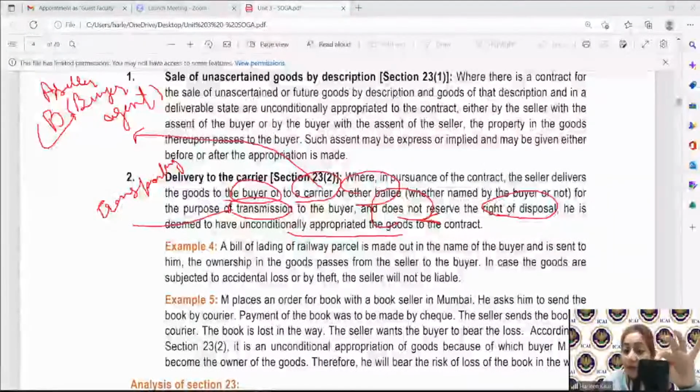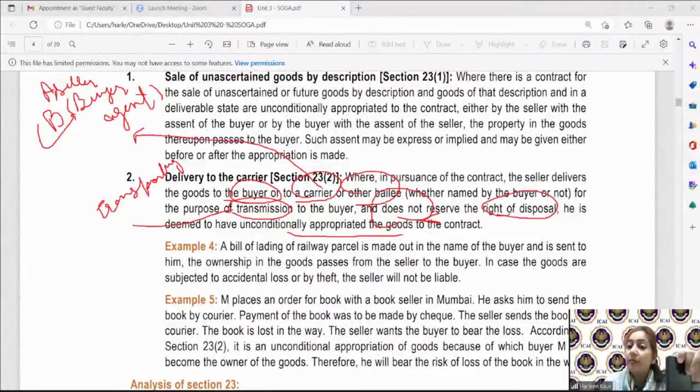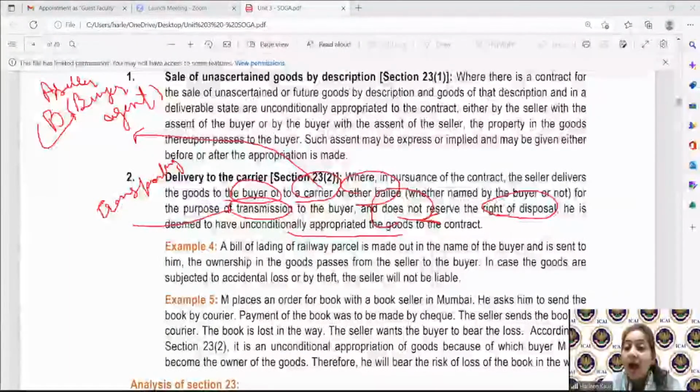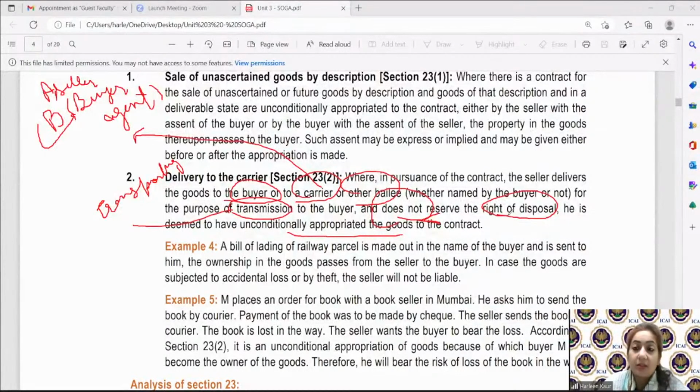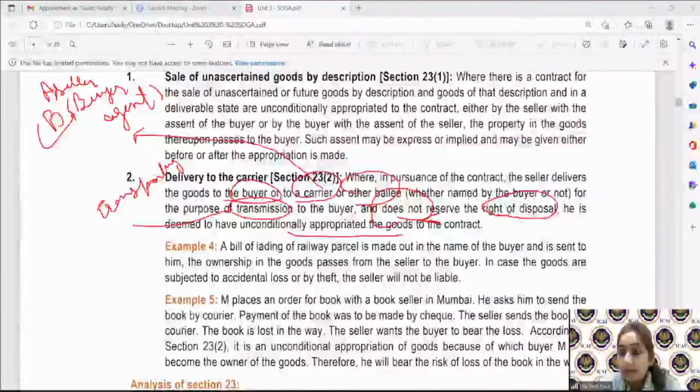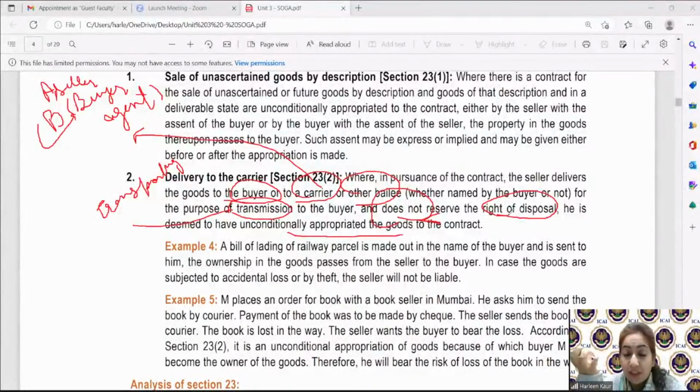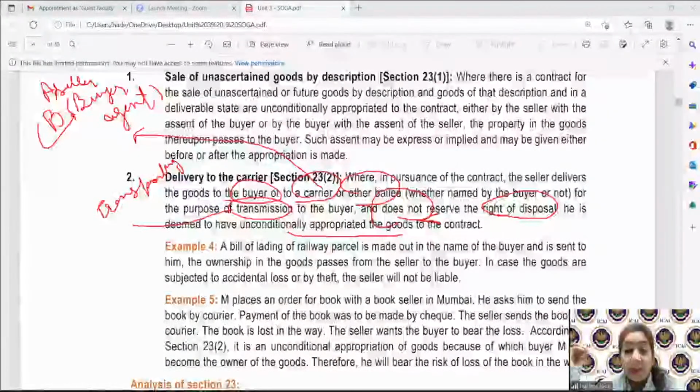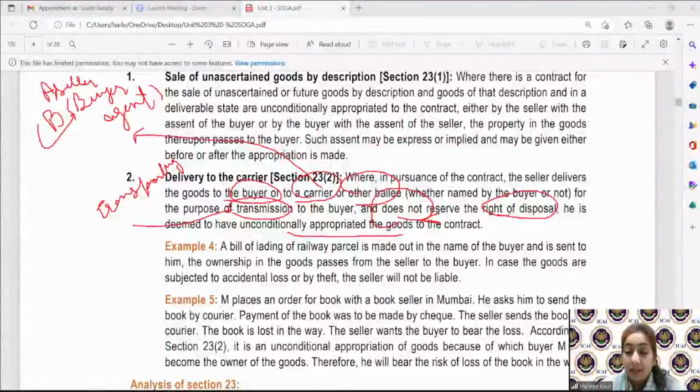Now I have given it for transporting to a carrier. A buyer has made a deal with him. He is sending me money. I have given this to a carrier, and I have no right on this. I'm not reserving my right. I have said that please take this good and give it to the buyer. The right of disposal means the right of usage of such goods has not been reserved. That right of usage is free. The buyer can do whatever he wants to do with the goods.